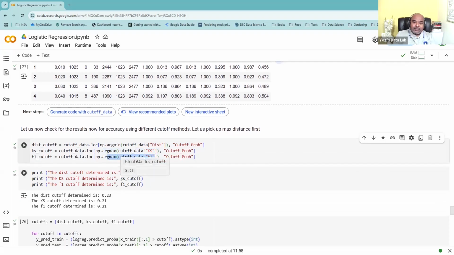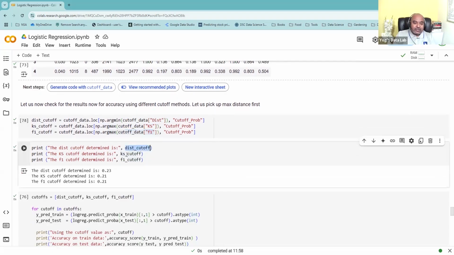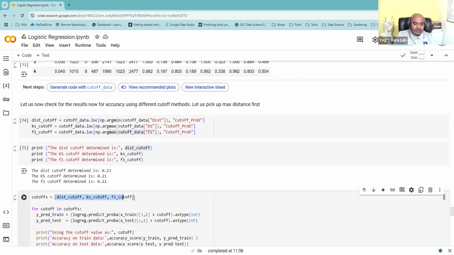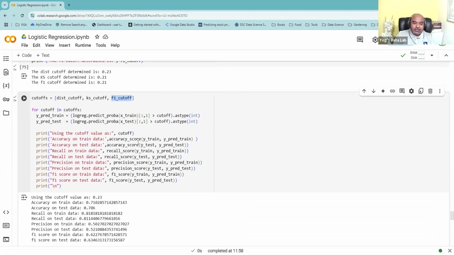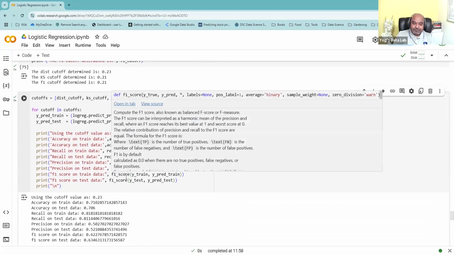When you look at the probabilities now, you see that your distance threshold comes out to be 0.23. Your KS threshold comes out to be 0.21 and F1 comes out to be 0.21. Now I've saved these three, the distance cutoff, KS cutoff, and F1 cutoff, in a list over here. And I am predicting on my train and test whenever it is greater than the cutoff: first time greater than the distance cutoff, second time greater than the KS cutoff, and third time greater than the F1 cutoff. And I'll calculate the accuracy, recall, precision, and F1.